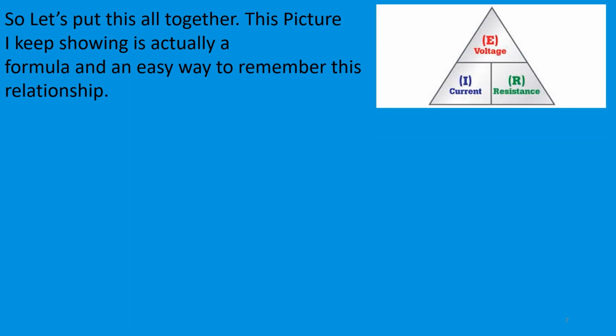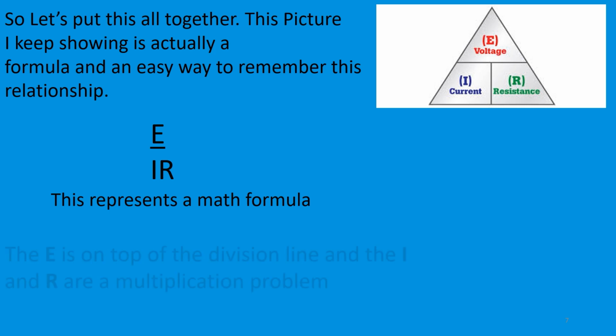All right, let's go ahead and jump right into it. Now we're going to pull all this together. This picture that I keep showing is actually a formula, and it's an easy way to remember this relationship. So we have E, our voltage, on top, we have our current to the bottom left hand, and we have resistance to our bottom right hand. And that's how you remember EIR. It's E over IR. And it's actually an easy way to remember this relationship. So this here represents a math formula.